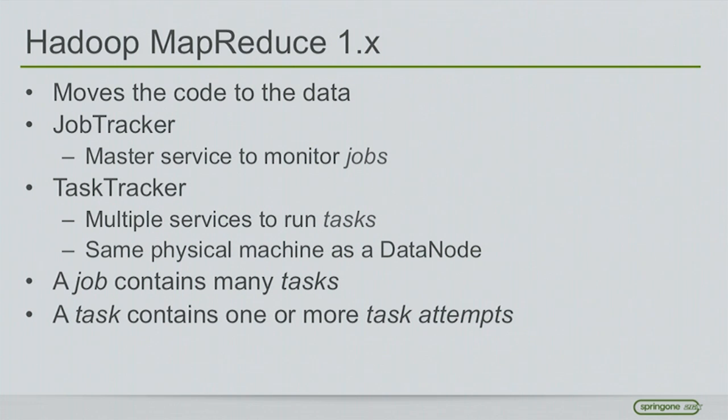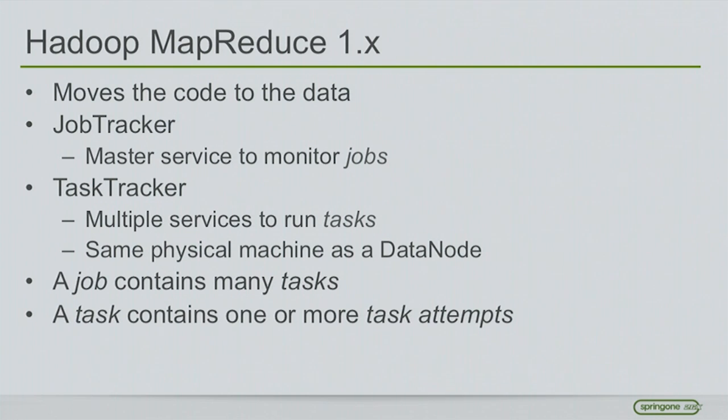A MapReduce job contains many tasks. The number of tasks is equivalent to the number of blocks when dealing with HDFS input, the default. So that file we had earlier, that was 256 split into 4 pieces, you would get 4 map tasks to read all of that data in parallel. And each task has 1 or more task attempts to actually process that data.